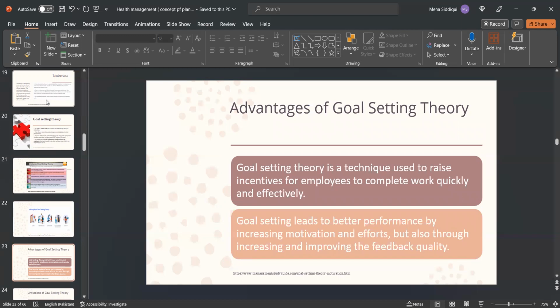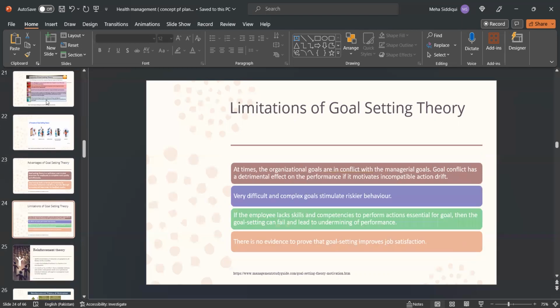Advantages. Goal setting theory is a technique used to raise incentives for employees to complete work quickly and effectively. It leads to better performance by increasing motivation and efforts, but also through increasing and improving the feedback quality. Limitations. At times, the organizational goals are in conflict with the managerial goals.